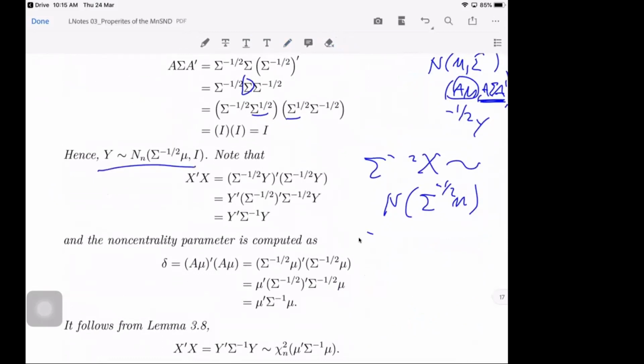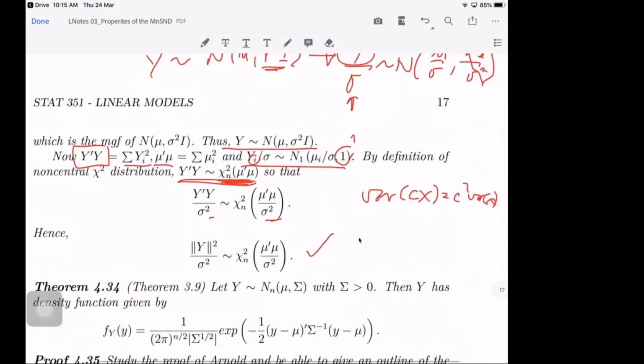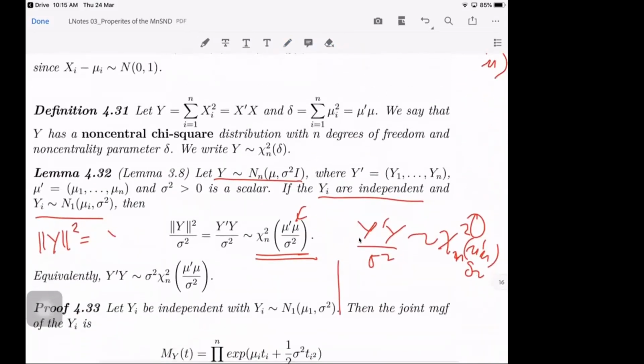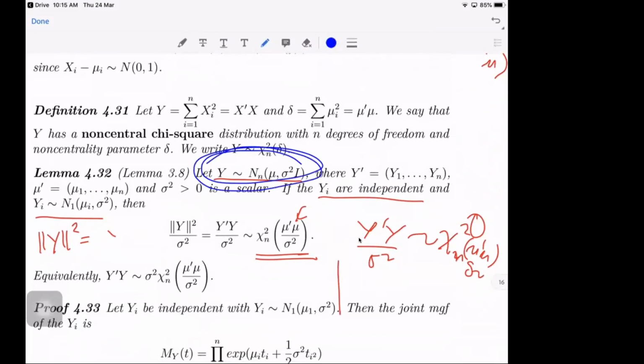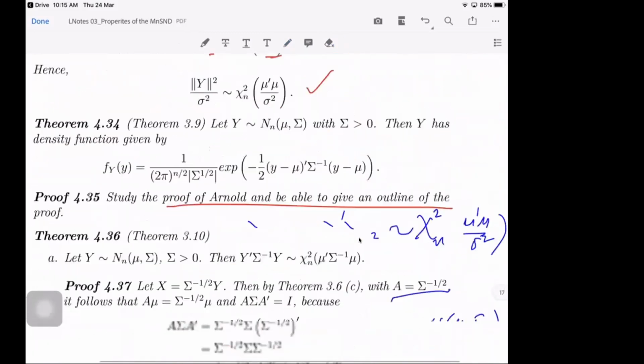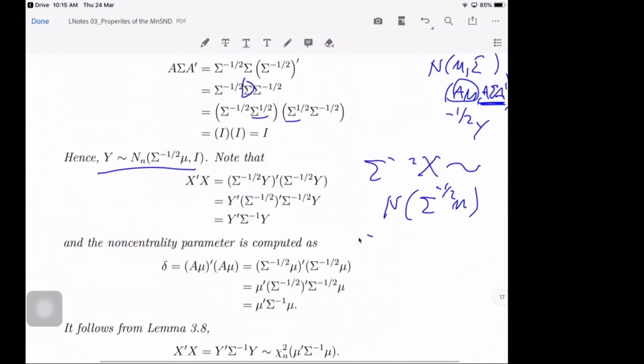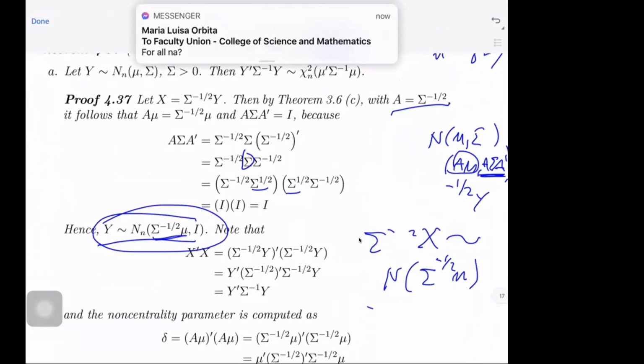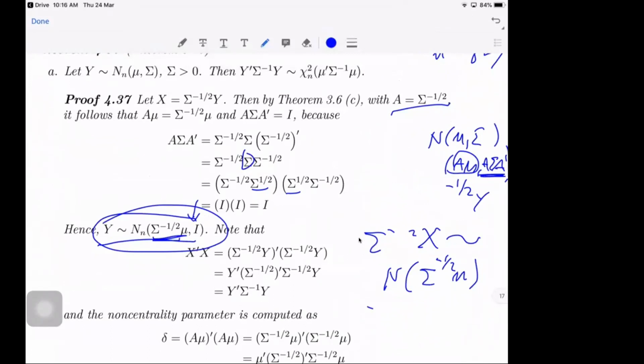So take note, our aim is to meet the assumption. So the chi-square meets the assumption if the random variables are normal with mean mu and variance sigma squared. So in this example, y is normally distributed with this mean and variance just I. This means the diagonal matrix is all 1s. Our sigma squared there is just equal to 1.